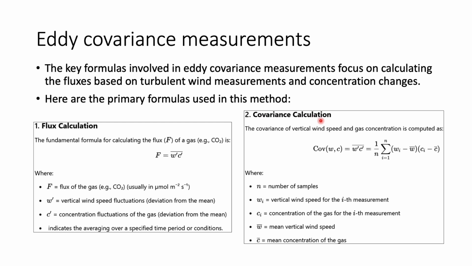The covariance calculation is given with the formula here. N is the number of samples, that is, how many times we measure it, and w_i is the vertical wind speed of the ith measurement, and c_i is the concentration of the gas of the ith measurement. w bar is the mean vertical wind speed, c bar is the mean concentration of the gas. By using this formula, we can calculate the covariance.